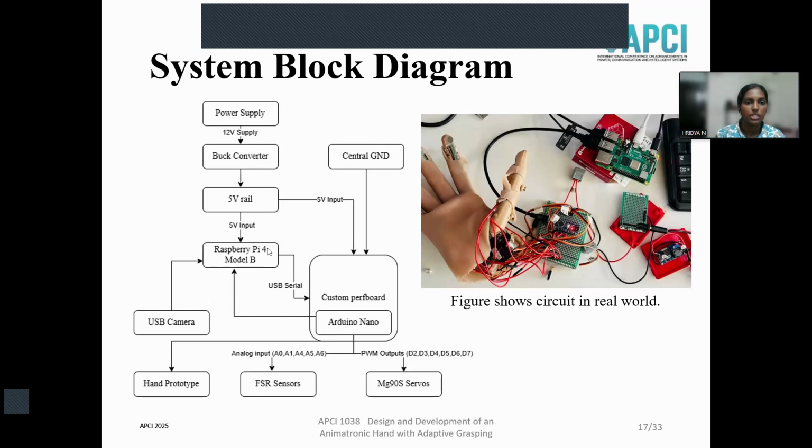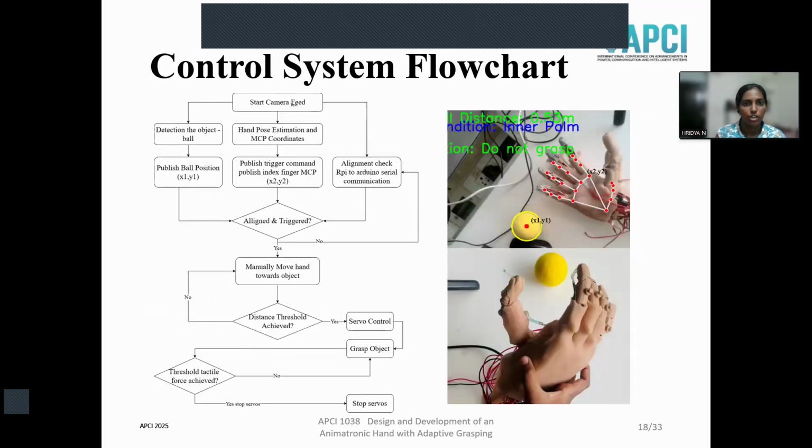by using a buck converter and Raspberry. It is given to the Raspberry Pi Model B. And here, serial communication is happening between the Raspberry Pi and the Arduino Nano, and a USB camera is connected to the Raspberry Pi, and the prototype FSR sensors and the MG90 servos are connected to the Arduino Nano.